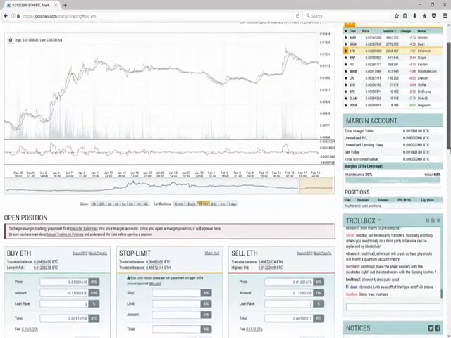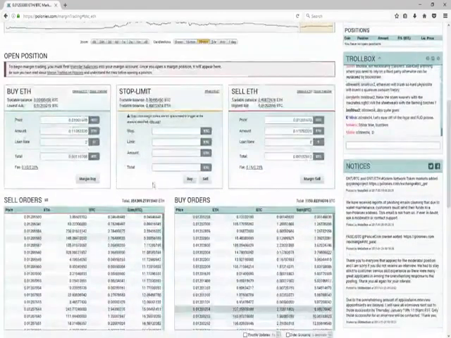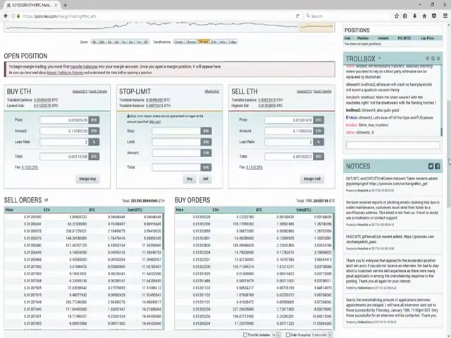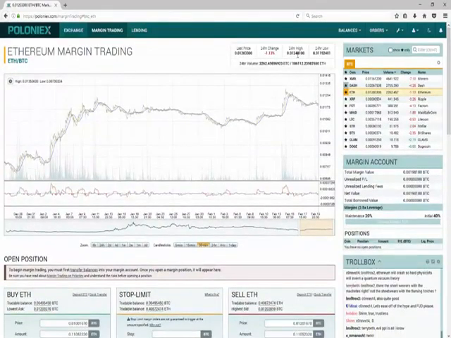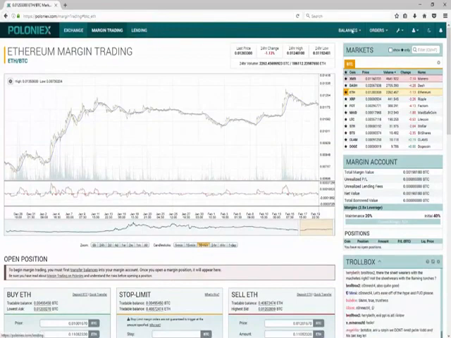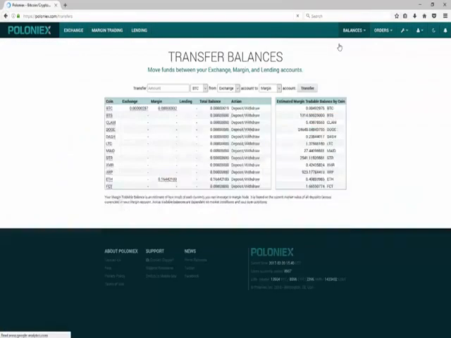And longing is just the opposite. You just buy. Now I'll show you one last thing with Ethereum, which is the swap lending. So again, I'll have to transfer balances.